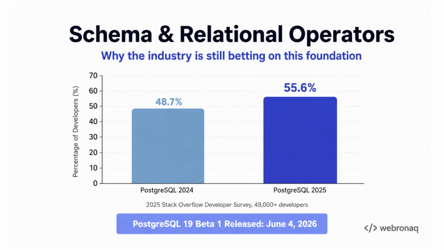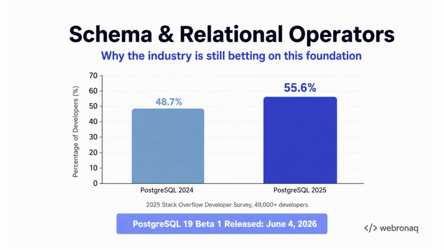In a world full of new databases, AI-native data stores and graph engines, why is understanding database schema and relational operators more relevant than ever? Look at this number. According to the 2025 Stack Overflow Developer Survey, 55.6% of developers use PostgreSQL. That is up from 48.7% just 1 year earlier, the largest single-year jump in its history.